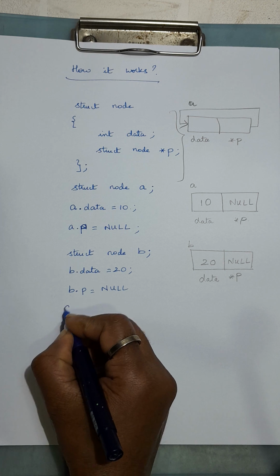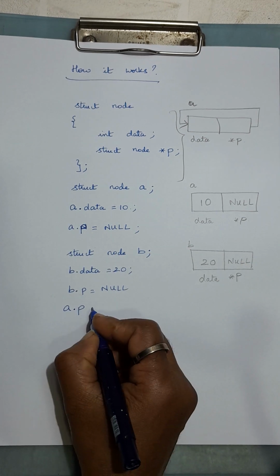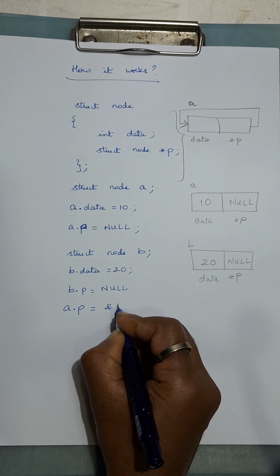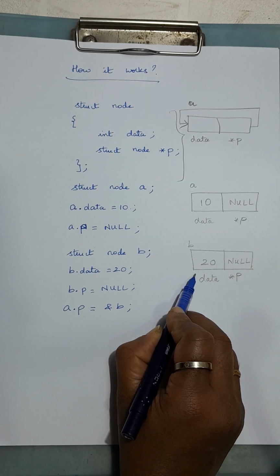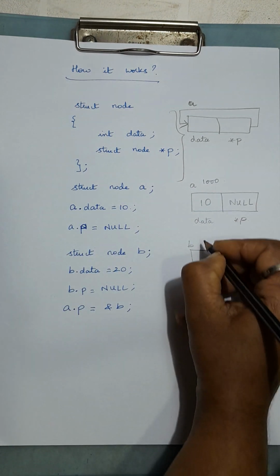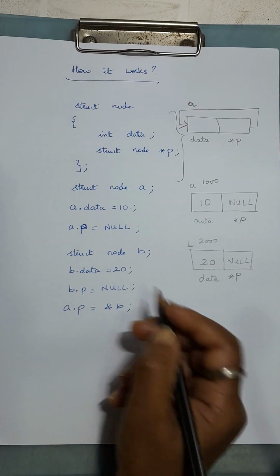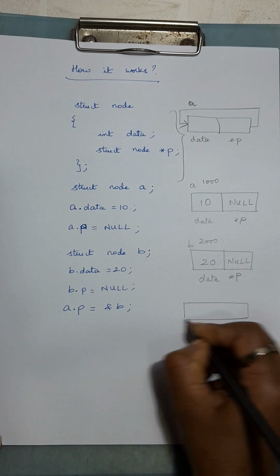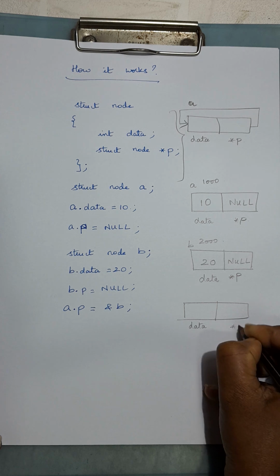So how do I write? A dot P, initially A dot P is equal to null. Now what is A dot P? A dot P is equal to address of B. For example, if node A is at address 1000, B is at address 2000. Now instead of null, after this line, A will have two fields. One is data, the other one is star P.